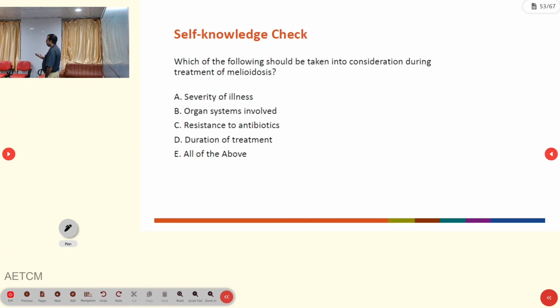So what should be taken into consideration when you are treating melioidosis? Severity, organ system, resistance, duration of treatment. Which one? All of the above, because all of them are important. Severity will decide whether it is 2 weeks or 4 weeks or 6 weeks, 3 months or 6 months. Organ system also decides: if it's neuromelioidosis, you have to give 8 weeks of intensive therapy. Resistance: you know that your normal antibiotics won't work. Duration of treatment: yes, a minimum of 3 months of eradication phase is required.